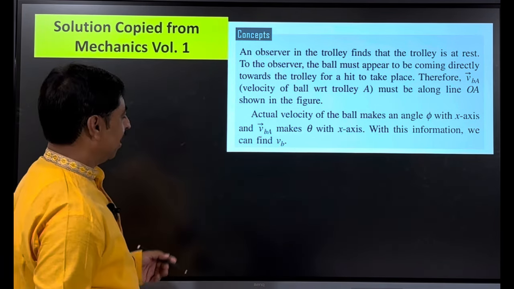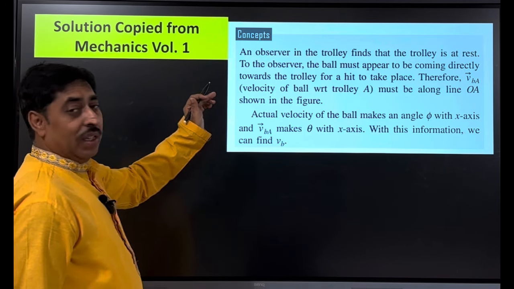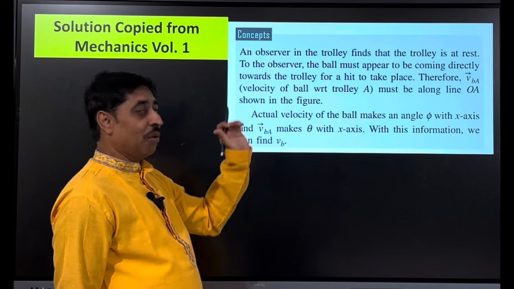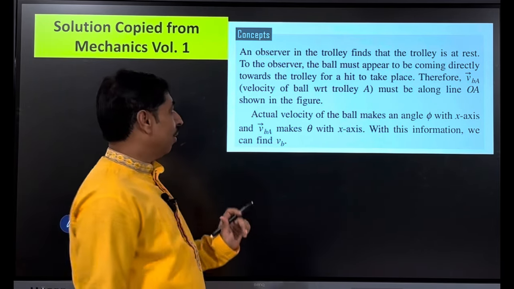Okay, let us come back to the business. An observer in the trolley, this is what the book says. An observer in the trolley finds that the trolley is at rest. I hope you agree to this.